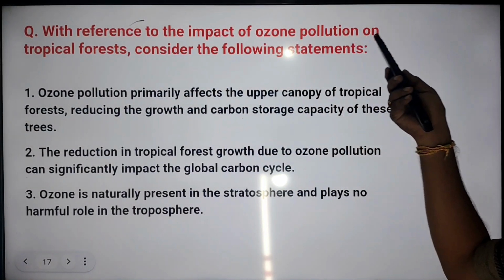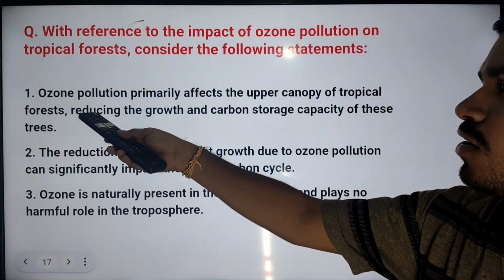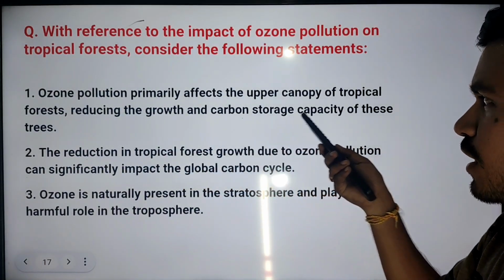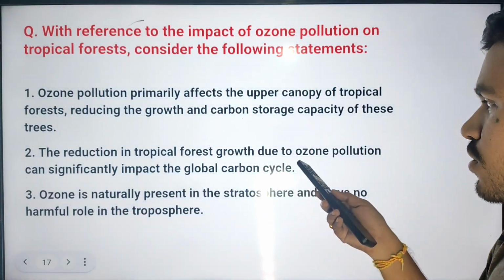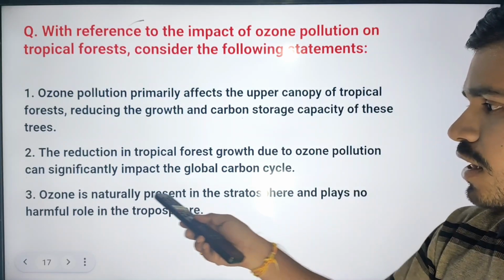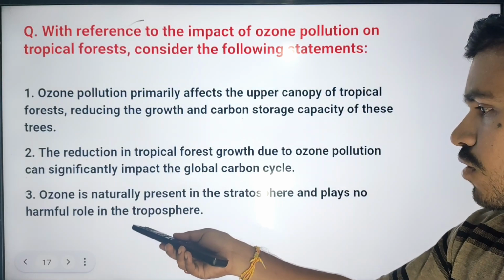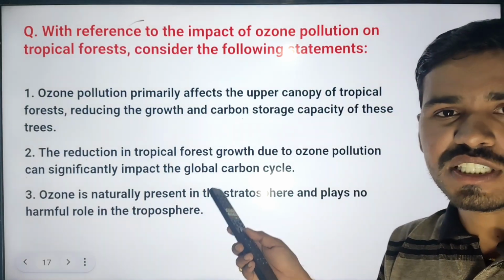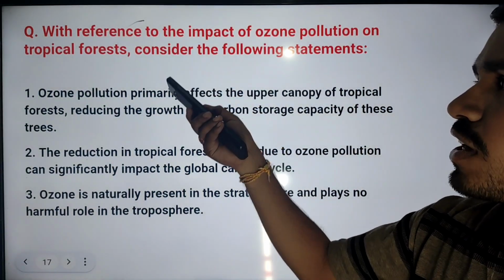With reference to the impact of ozone pollution on tropical forests, consider the following statements. First statement, ozone pollution primarily affects the upper canopy of tropical forests, reducing the growth and carbon storage capacity of these trees. Second statement, the reduction in tropical forest growth due to ozone pollution can significantly impact the global carbon cycle. Third one, ozone is naturally present in the stratosphere and plays no harmful role in the troposphere. Which of the following statements regarding ozone pollution on tropical forests are correct?